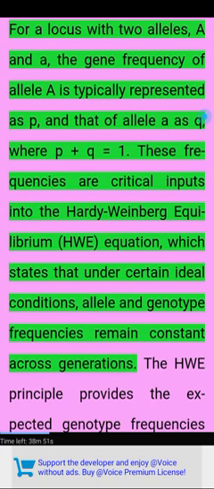For a locus with 2 alleles, A and a, the gene frequency of allele A is typically represented as p, and that of allele a as q, where p plus q equals 1. These frequencies are critical inputs into the Hardy-Weinberg equilibrium (HWE) equation, which states that under certain ideal conditions, allele and genotype frequencies remain constant across generations.